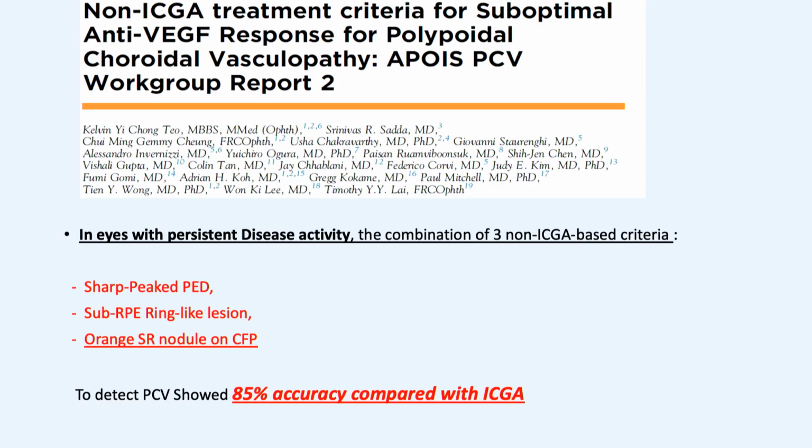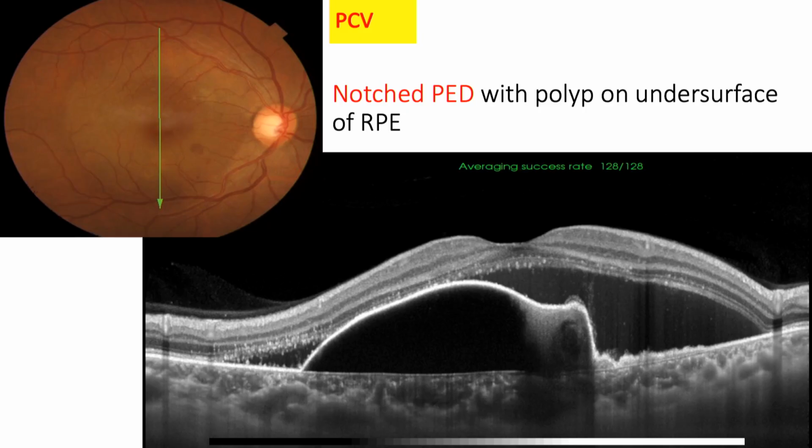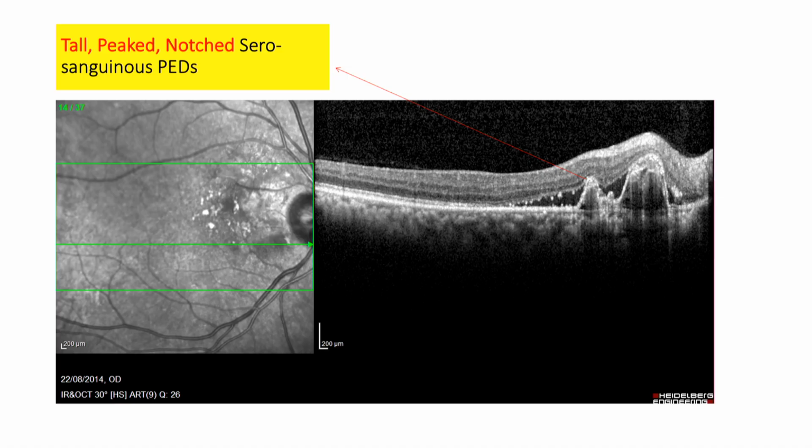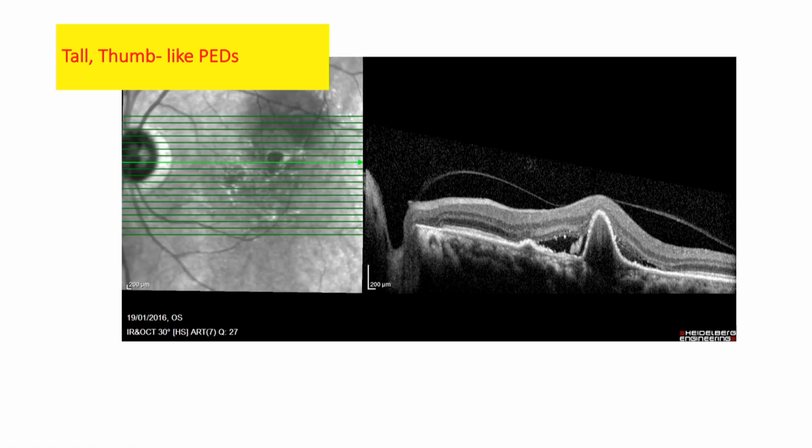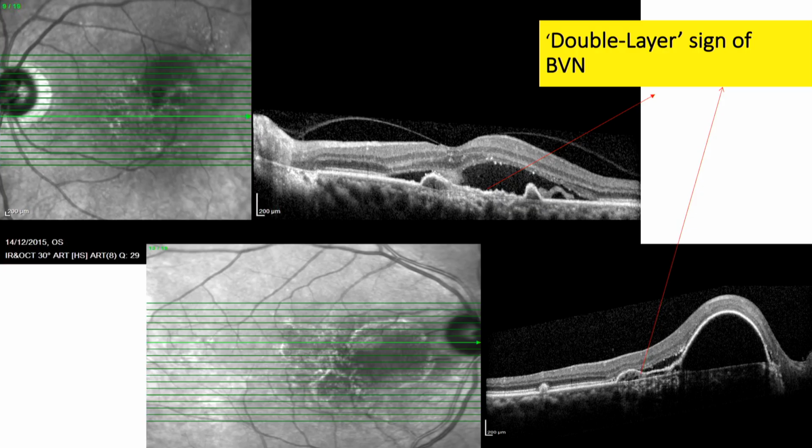And in the revised recommendation, the complex RPE elevation on en face imaging, because en face imaging has to be segmented and is difficult for the retinologist, has been replaced with orange subretinal nodule on color fundus photography with 85% accuracy, almost comparable to the initial criteria for diagnosis. These are some case images, the classic notched PED with sub-RPE ring-like structure, a tall peaked notched PED, or a thumb-like PED, or you have a double layer sign separating the RPE from the Bruch's membrane.